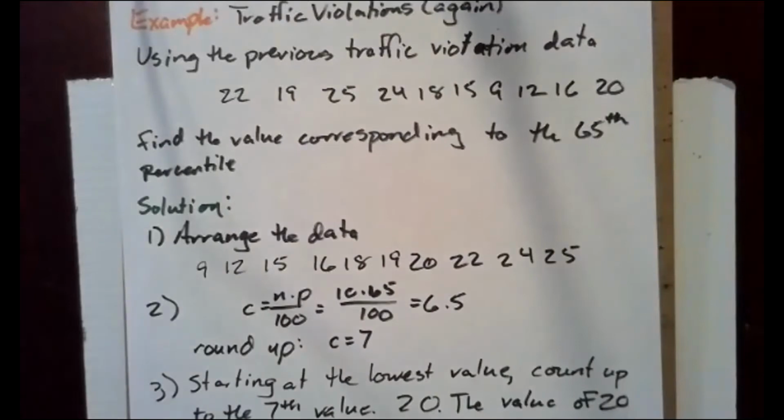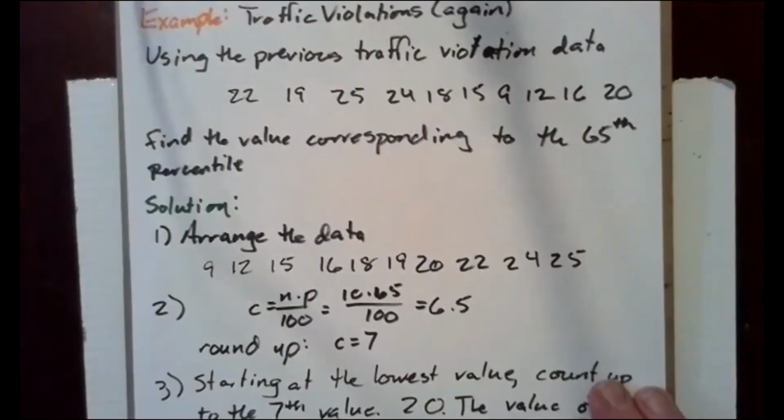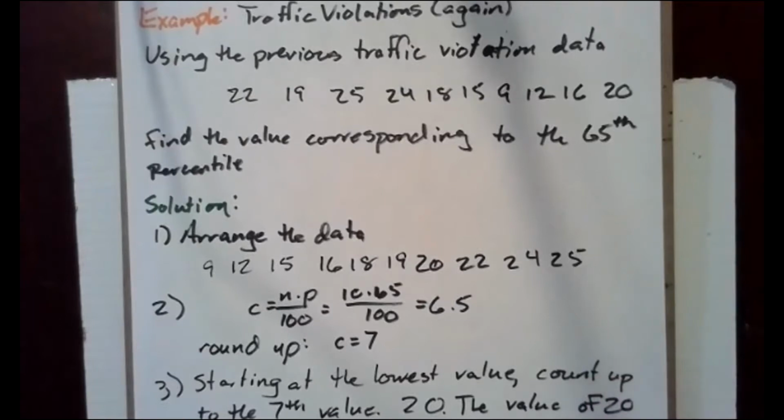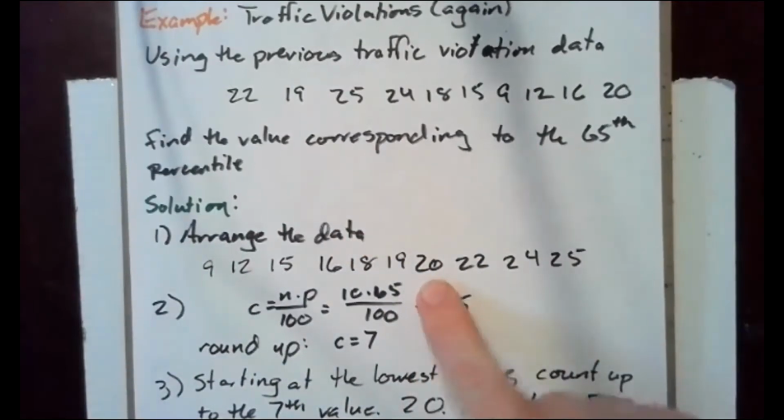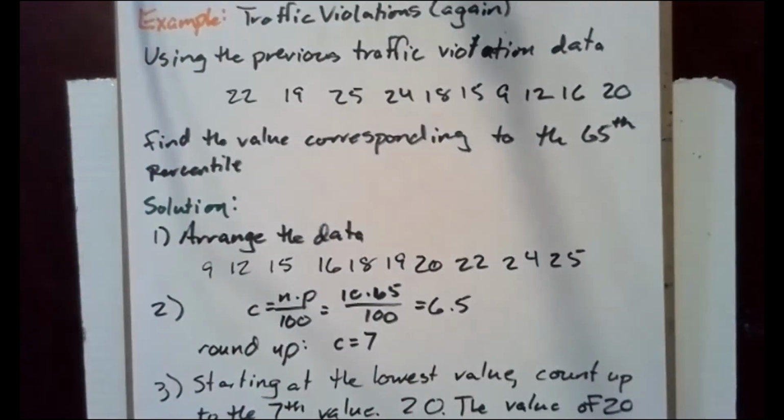So here we've got one more example. Again, we're using the traffic violations data. So first we arrange the data, and we're looking for the value corresponding to the 65th percentile. We arrange the data, and then we calculate C, which is equal to n times p over 100, which is 10 times 65 over 100, which is 6.5. So we're going to round that up to 7. And then starting at the lowest value, we count up to the 7th value, which is 20. 1, 2, 3, 4, 5, 6, 7 gives us 20. The value of 20 corresponds to the 65th percentile.